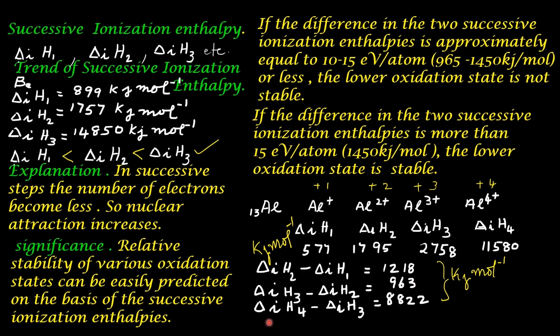The difference between fourth ionization enthalpy and third ionization enthalpy is 8822 kilojoules, which is greater than the upper limit, that is 1450 kilojoules per mole. So, +3 oxidation state is more stable than the rest. So, successive ionization enthalpy has great significance.